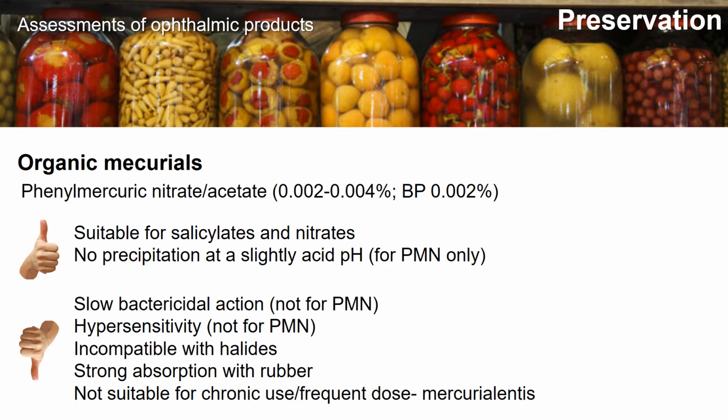The use of organic mercurials can lead to mercurialentis, especially on long-term or chronic use. Mercurialentis is a brown discoloration of the anterior capsule of the lens caused by mercury, and this could be an early sign of mercurial poisoning. It is, thus, not suitable for long-period use.